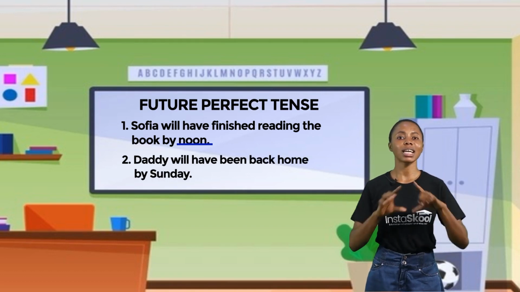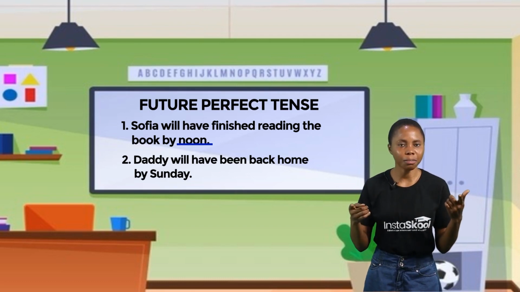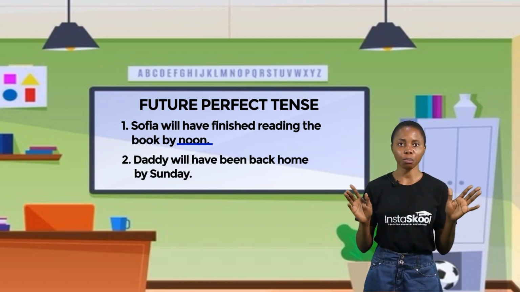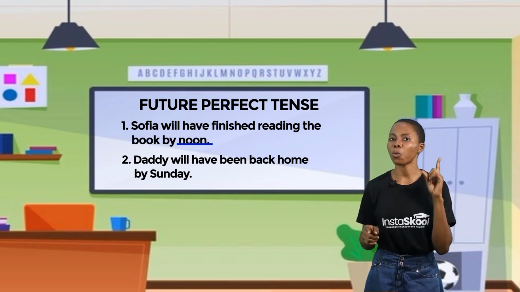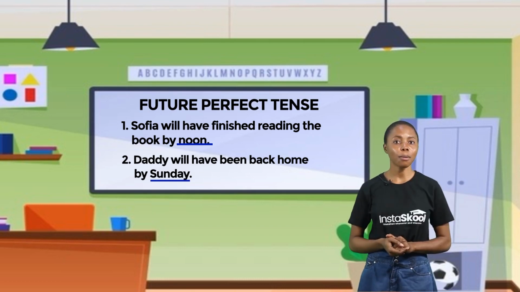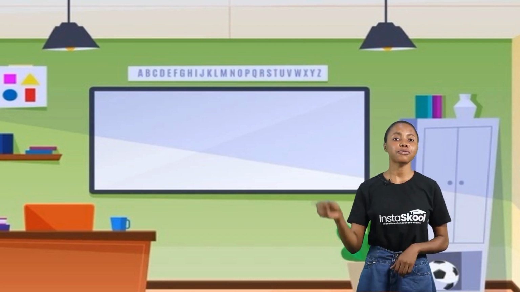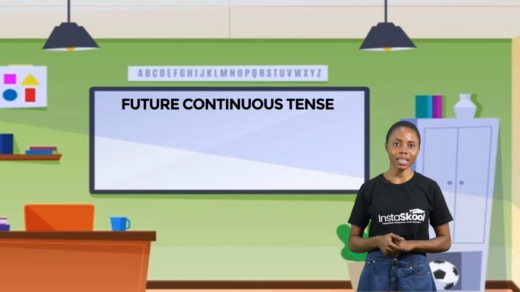Sentence 2. Daddy will have been back home by Sunday. The key word there is will have, and it shows that Daddy will be back home, meaning Daddy is not back home, but he will come back home in the future at a certain time. What is a certain time? By Sunday.